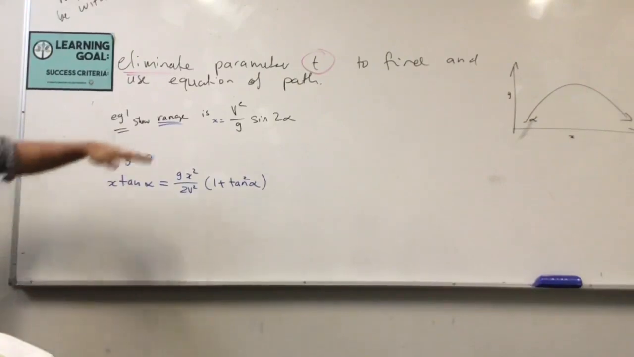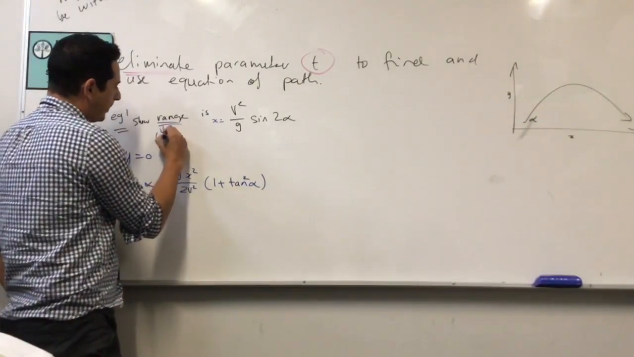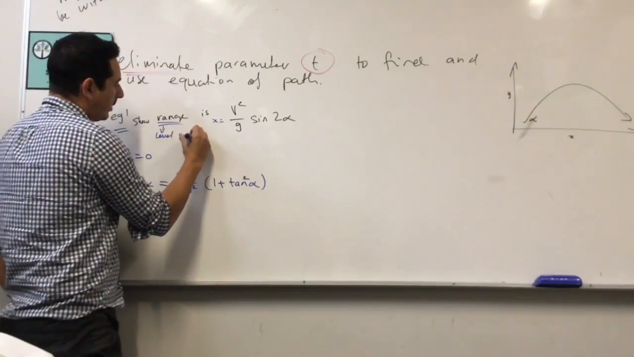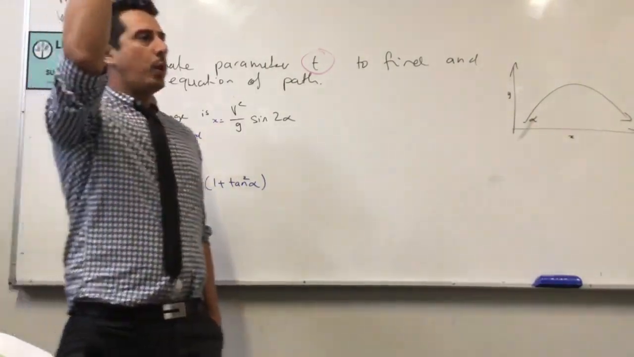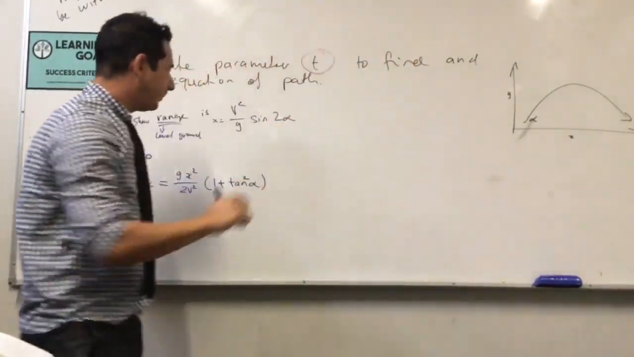So the maximum range on level ground was the question. Because I guess you can have a range in Y, like how far does it go in Y, but we're talking about level ground.